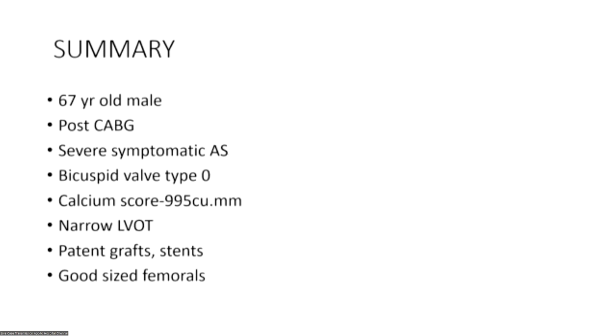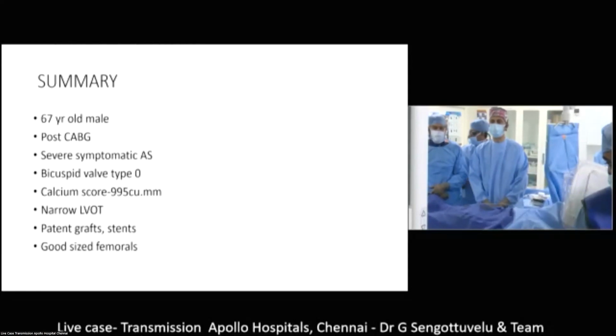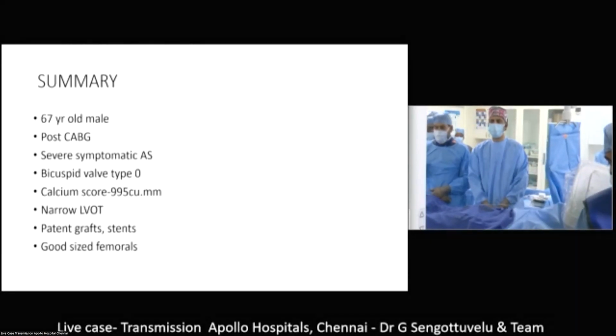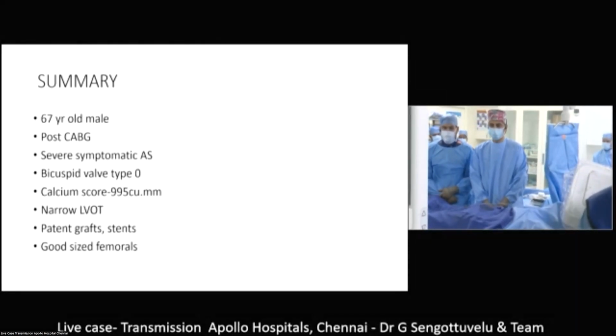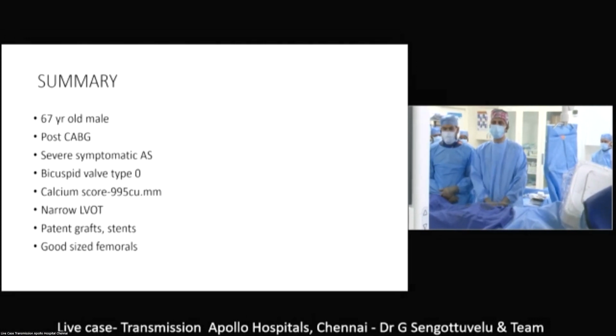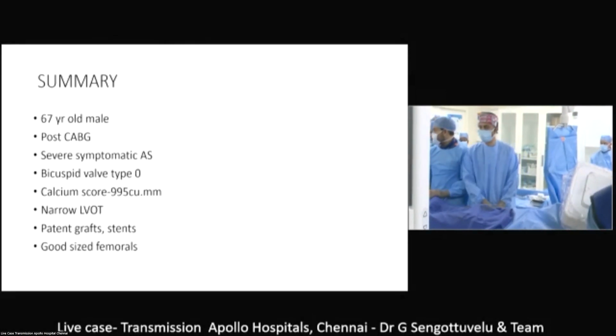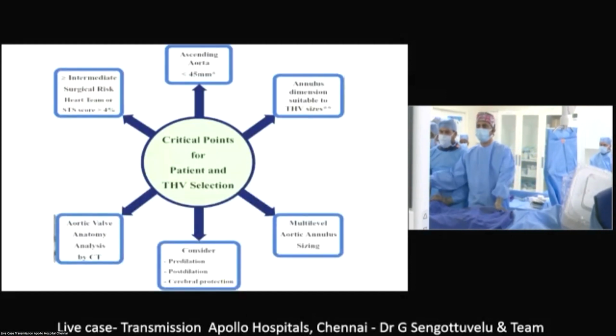Next, please. To summarize, this is a 67-year-old man post-bypass surgery with severe symptomatic aortic stenosis with a type 0 bicuspid valve and moderate calcium. Compared to the annulus, the LVOT was a little smaller. The stents and the grafts were patent, and he had good access for transfemoral approach. So with this, Sushil, please go ahead.